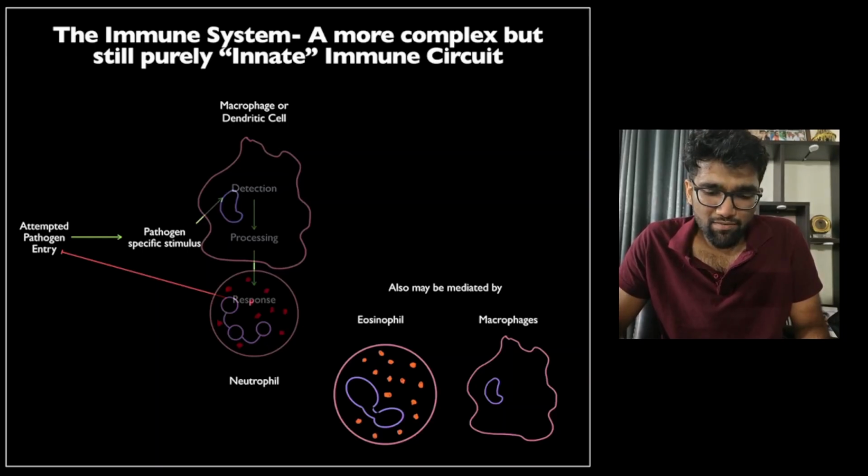Okay, so again, a relatively simple circuit. Essentially, the only difference is that there are two cells instead of one cell, and therefore those two cells have to interact with one another.